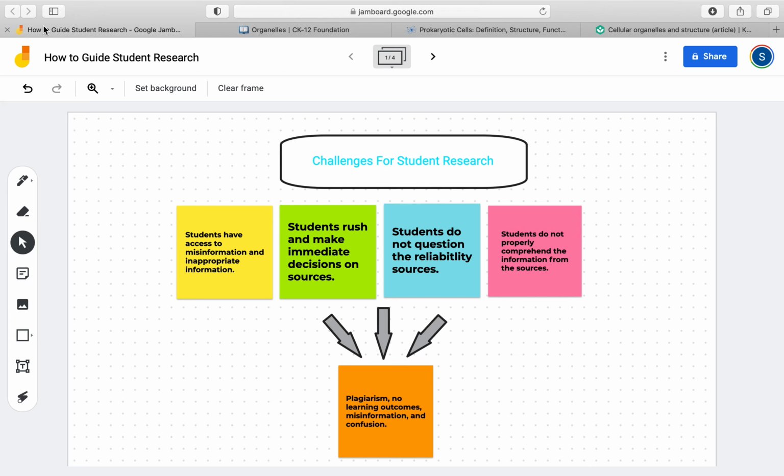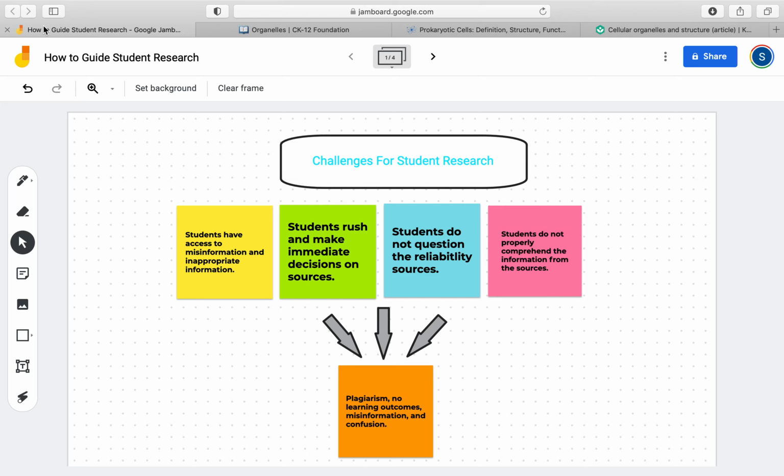Number one, students can have access to false information online, which we do not want them to use for their learning and research projects. Students usually rush and use the first resource they find online without evaluating it or questioning its reliability. And lastly, students do not understand the information presented to them in some of these resources. So all of this can lead to plagiarism, poor learning outcomes, and confusion.